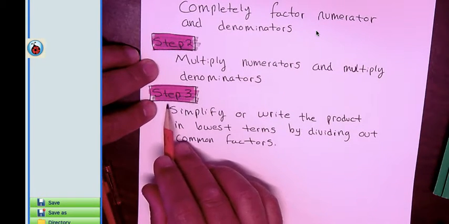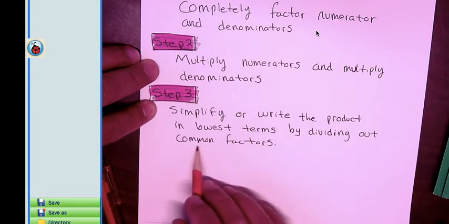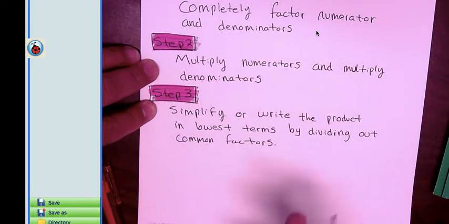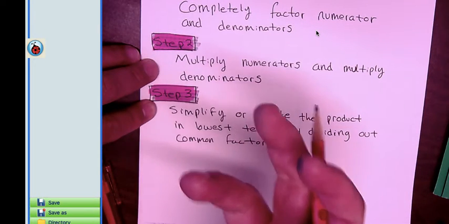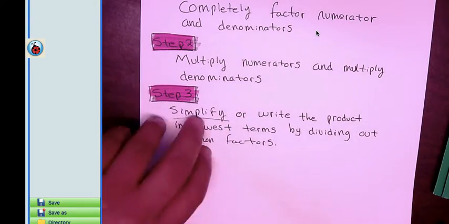And then step 3, simplify or write the product in lowest terms by dividing out common factors. So this is at the end. That's when you simplify. If it's the same thing, they become 1, or if it's 6 over 3, you get a 2 at the top and you get a 1 at the bottom. That's what they mean by simplify. Lowest terms.